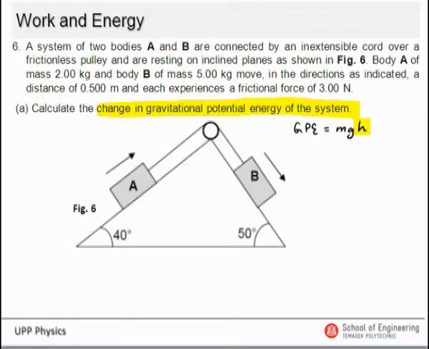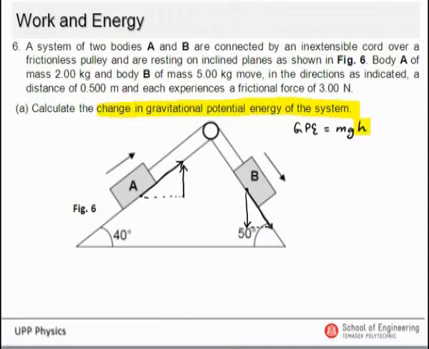Let's start with body A. So body A slides upwards 0.5 meter as shown, whereas body B slides downwards 0.5 meters as shown. So A experiences a rise in height. So let's indicate this in the diagram. A experiences a rise in height, while B experiences a loss in height, as you can see.